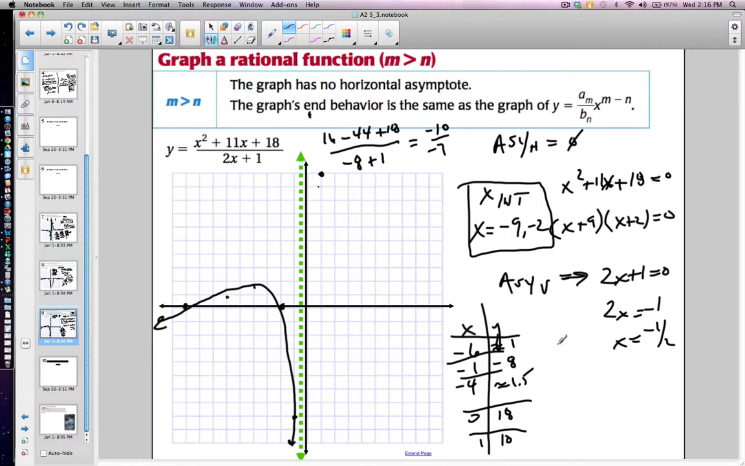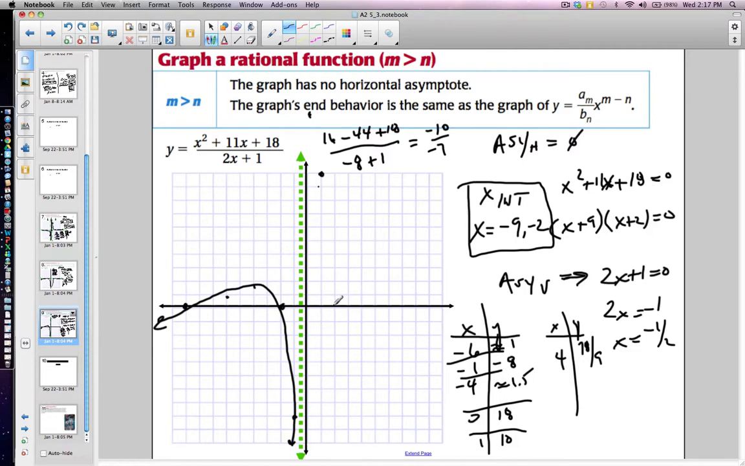And then if I go ahead and do a couple more points, let's say I do maybe like 4. So I'll have 16 plus 44 is 60. I'll have 78 divided by 9. Right, so 78 divided by 9 is 1, 2, 3, 4. That's about, it's about 8.5, right?